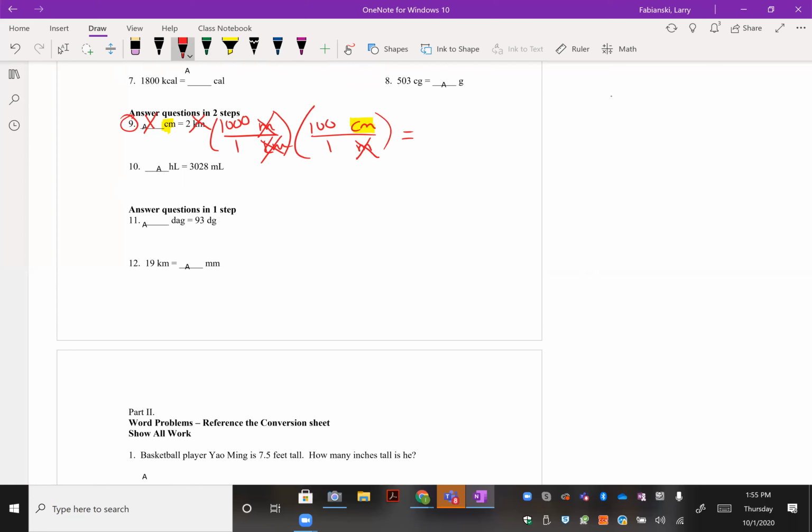In order to answer this, we now take 2, multiply it by 1,000, multiply it by 100. Everything on the top is multiplied, everything on the bottom is divided. But because we only have ones on the bottom, dividing by 1, we don't even have to worry about that. So there is our answer, okay? 200,000 centimeters.